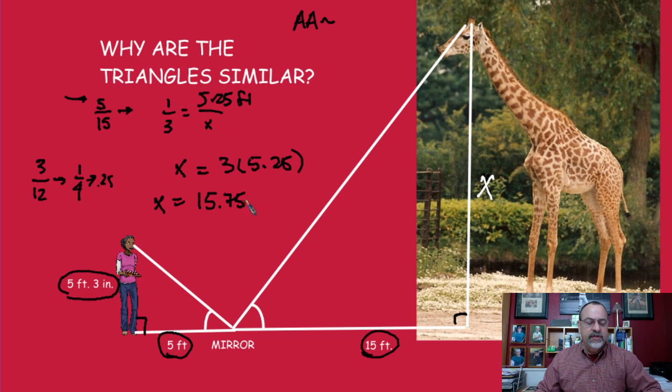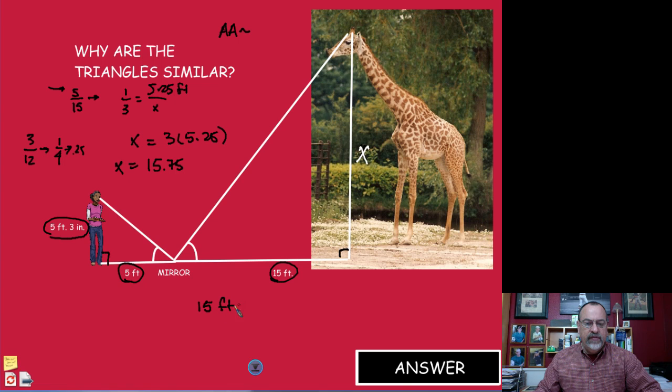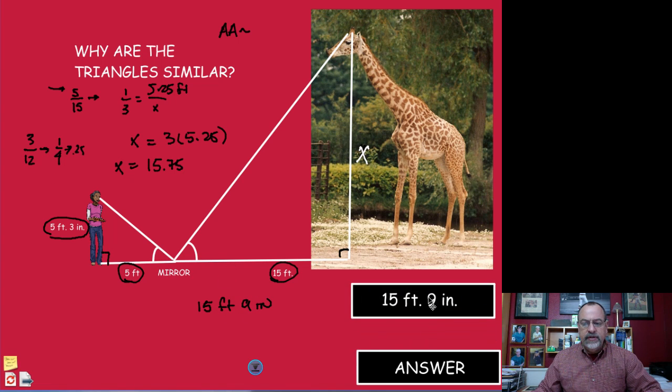Now I'm going to convert this 3/4 or 0.75 back into inches. If 1/4 of a foot is 3 inches, then 3/4 of a foot would be 9 inches, excuse me. So the giraffe is going to be 15 feet and 9 inches tall if I convert it back to that. So you have 15 feet 9 inches.